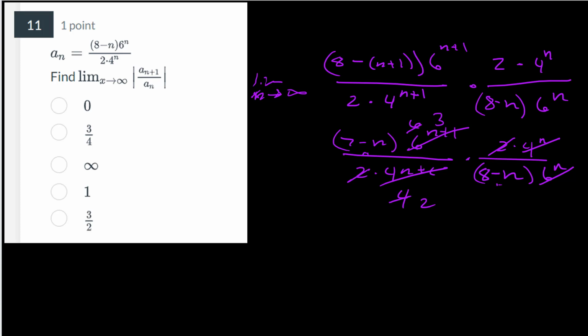But these two terms are both linear. They grow at the same rate. We can rewrite them as negative n plus 7, and over here negative n plus 8. And those are growing at the same rate. So we can take the limit as n goes to infinity. Basically negative n plus 7 over negative n plus 8, that fraction is going to go towards 1 as n goes to infinity. So I'm just going to cancel those out as well. That fraction is going to go to 1. So what we're going to be left with is 3 on top and 2 on the bottom, which is going to be 3 halves.